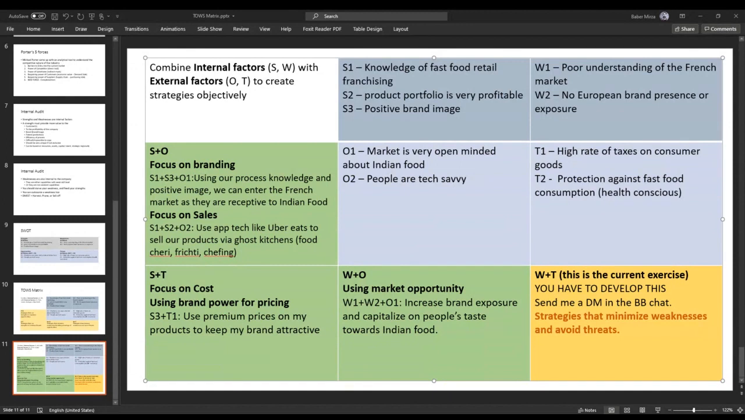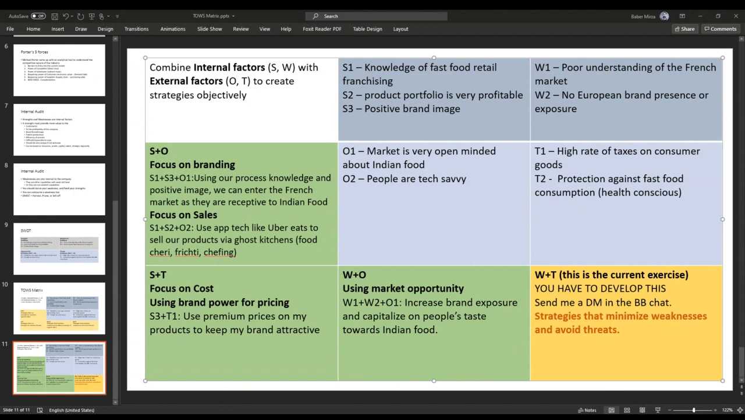Focus on cost. The economic department or costing department. This is a financial attribute. I have sales, branding, finance. Okay, moving on. Another one: weakness plus opportunity. How can I use an opportunity to subsidize or discount my weakness?